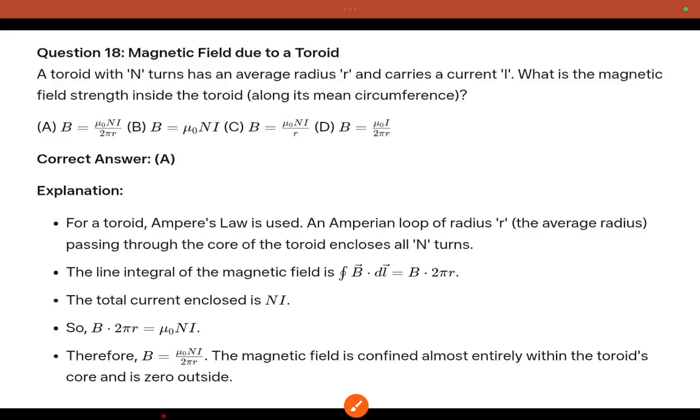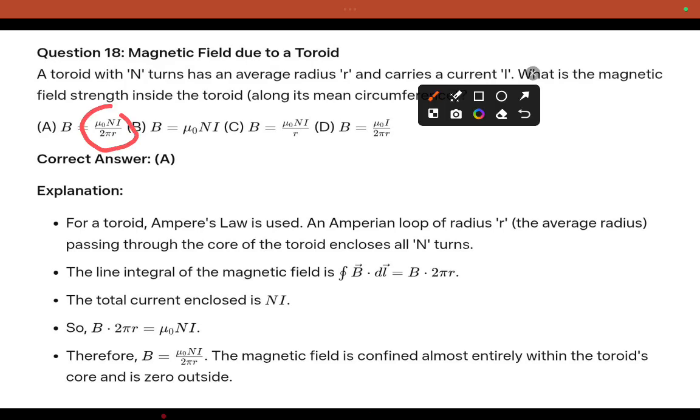Question number 18 is related to the magnetic field due to a toroid. A toroid with n turns has an average radius R and carries a current I. What is the magnetic field strength inside the toroid along its mean circumference? Here is the answer: mu naught Ni by 2 pi R. For a toroid, Ampere's law is used. An Ampere loop of radius R, the average radius passing through the core of the toroid, encloses all n turns.